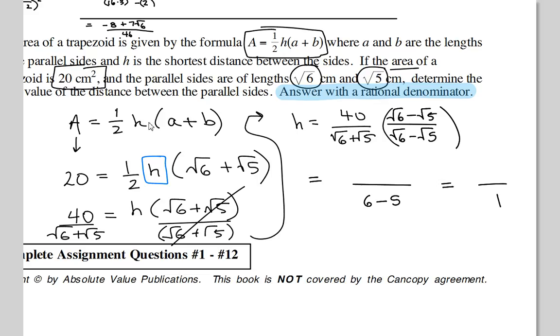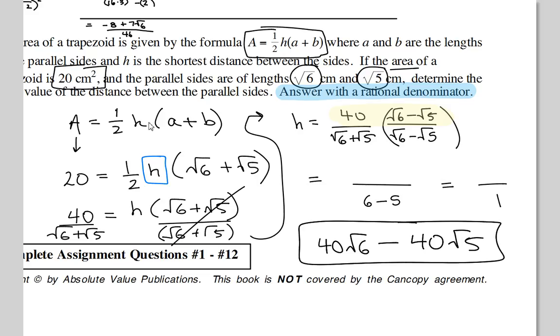So there is no denominator. The denominator doesn't need to be written. It's just going to be 1. So the answer is just the numerator. So it's just this stuff in yellow. Distribute, good. So 40 root 6 minus 40 root 5, and that's it. That's your final answer. I'll just put numerator, and the numerator is right here.